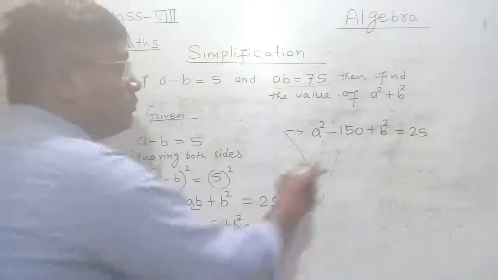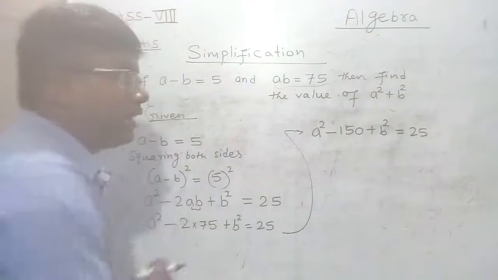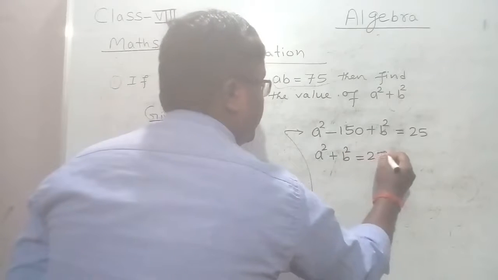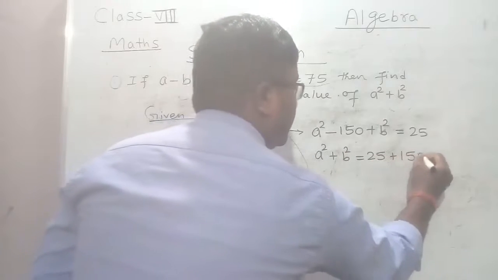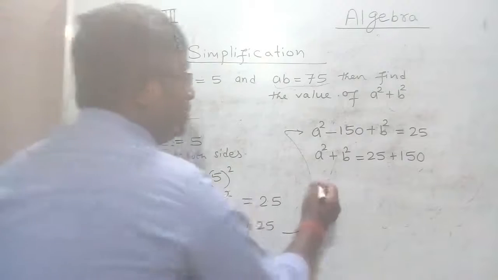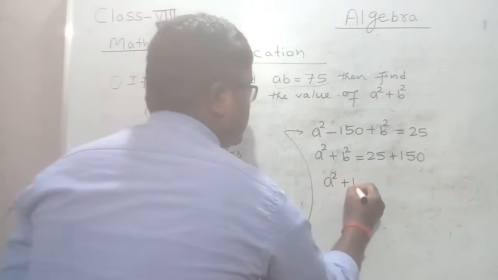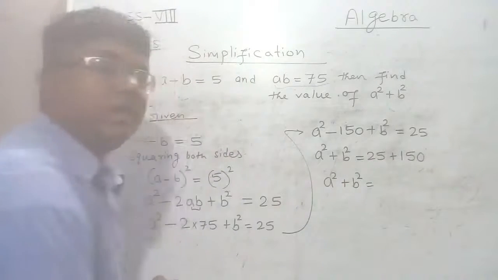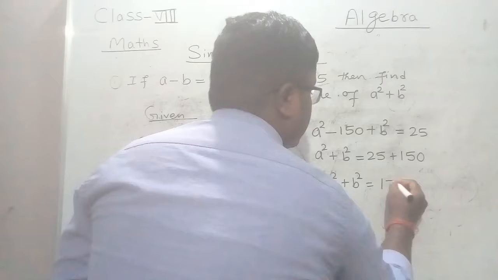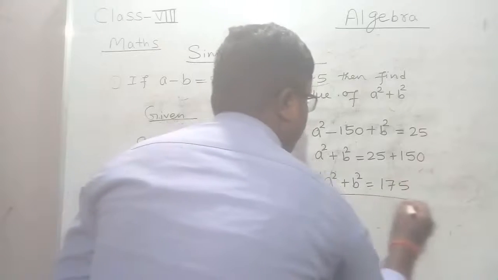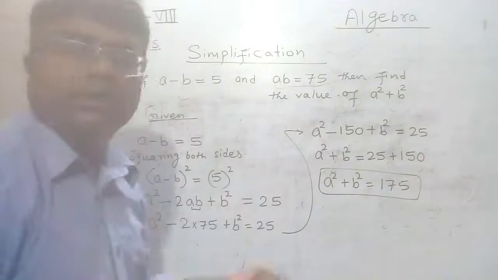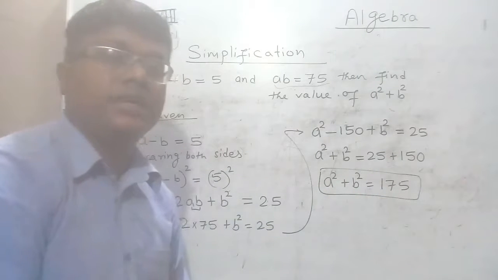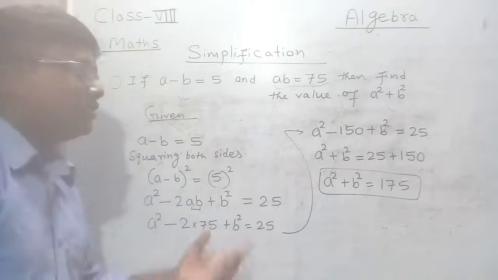Now minus 150 transferred to the right hand side, we will get a square plus b square is equal to 25 plus 150. So what is the value of a square plus b square? a square plus b square is equal to 25 plus 150, that is 175. So the value of a square plus b square is 175. Okay, it's very easy.